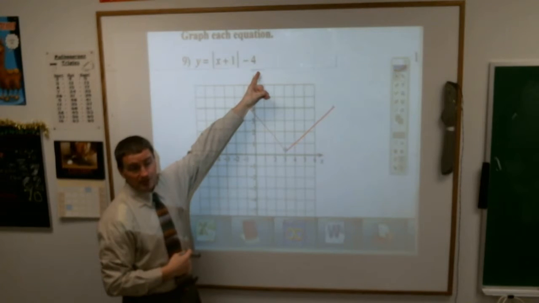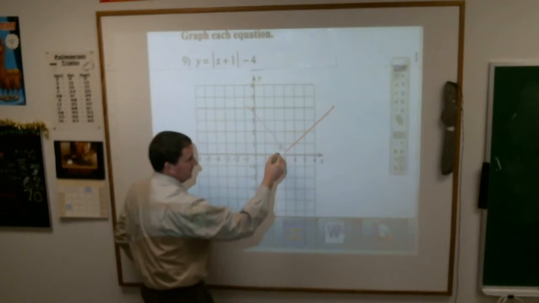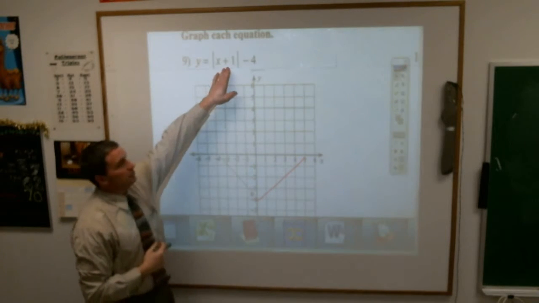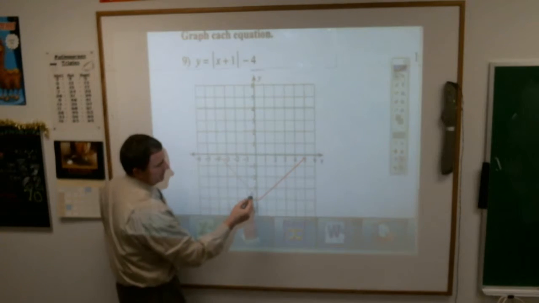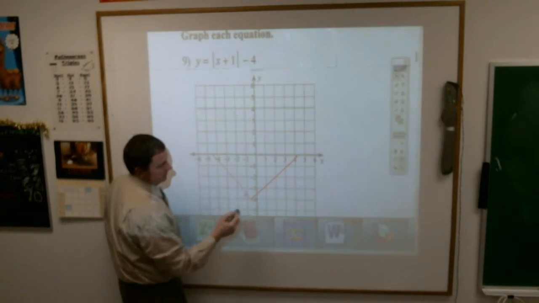The last number is the Y number, which means how far up or down. This actually starts at -4, so you're down here at -4. And this number in here, you have to think opposite. +1, you always think about going to the right, but it's not. If it's inside the thing there, and +1, you go opposite, and it starts at -1.